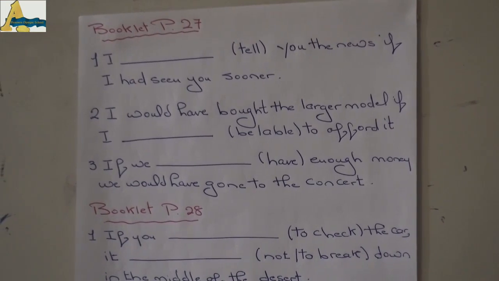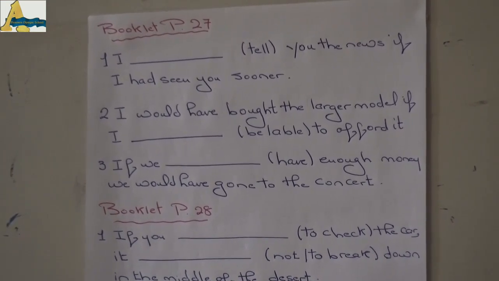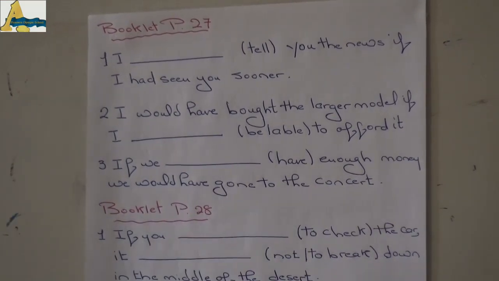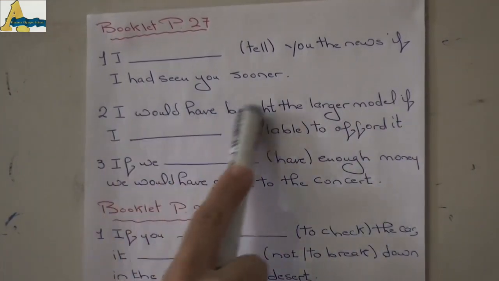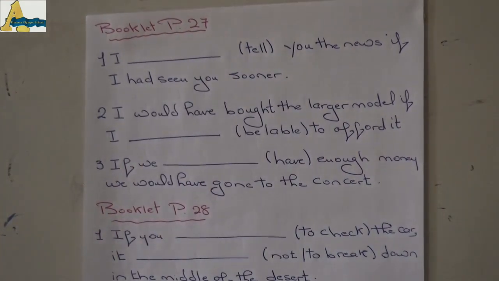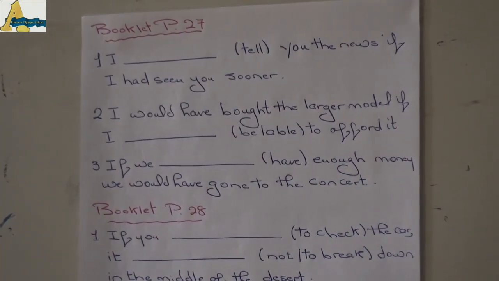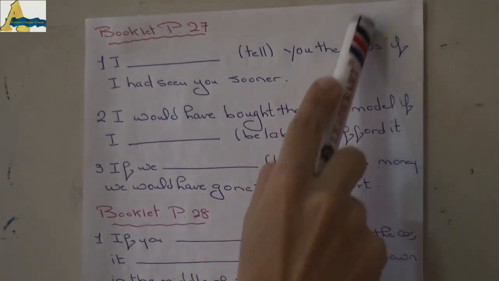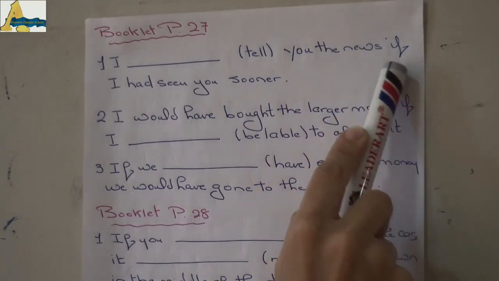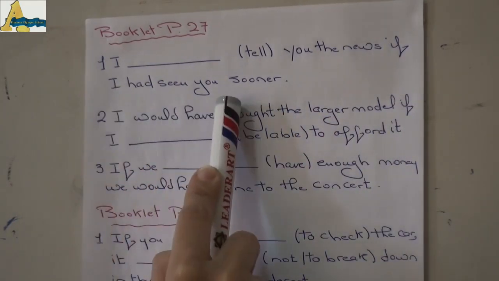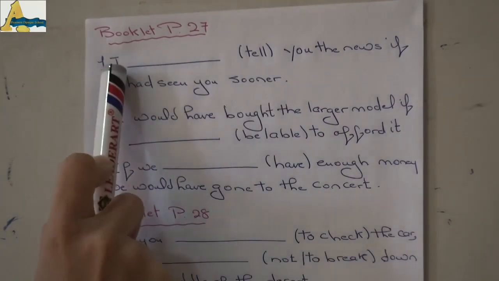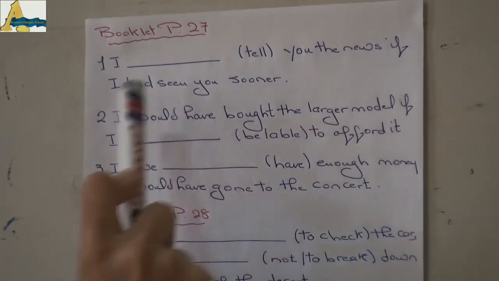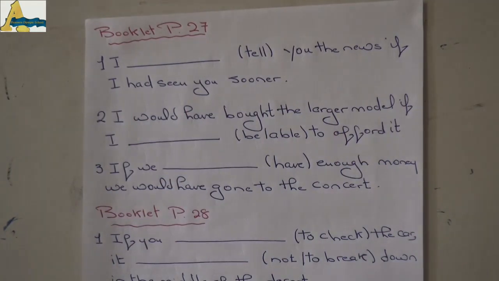Let's now start answering a short exercise taken from your grammar booklets, page 27. Look here: I tell you the news if I had seen you sooner. How can I correct this verb? This is if, it's written over there. So the second part of the sentence is the if clause. But what about the first part? It will be: I would have told you the news if I had seen you sooner.